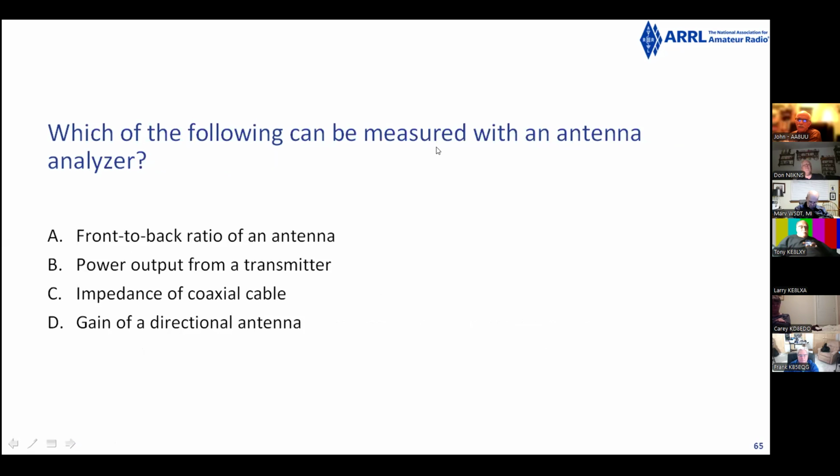Which of the following can be measured with an antenna analyzer? Front to back ratio of an antenna, power output from a transmitter, impedance of coaxial cable, gain of directional antenna. Charlie. That sounds pretty good. Yeah, because the rest of them refer to the antenna, don't they? It doesn't have anything to do with antenna gain or power output.